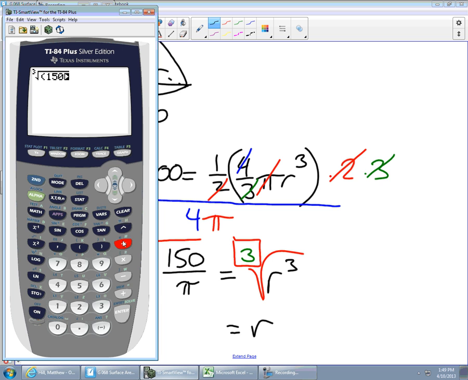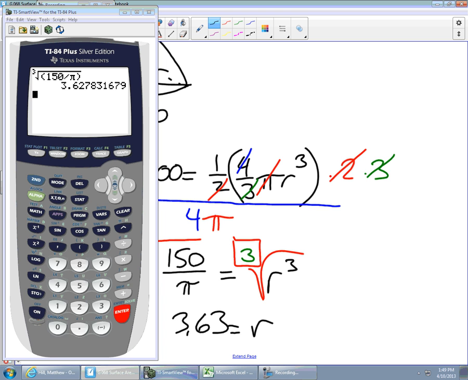150 over pi. Okay, just typing it in, and we get a value. Okay, this is our radius, 3.63 or something in the ballpark. Now, a couple of reasons I picked this.